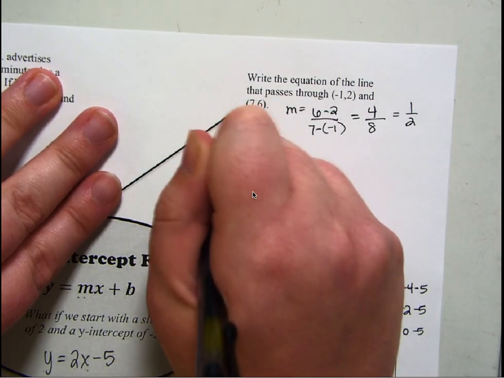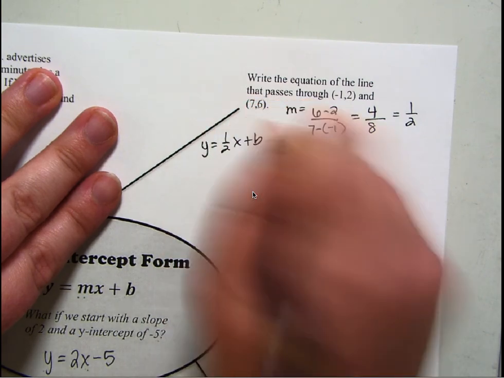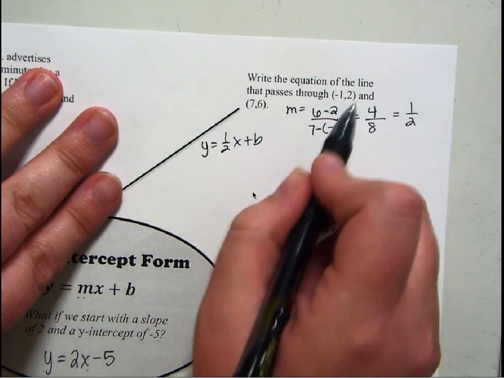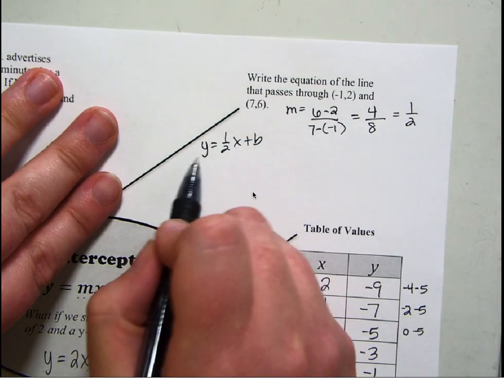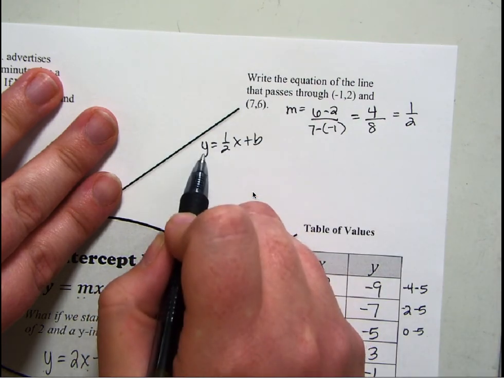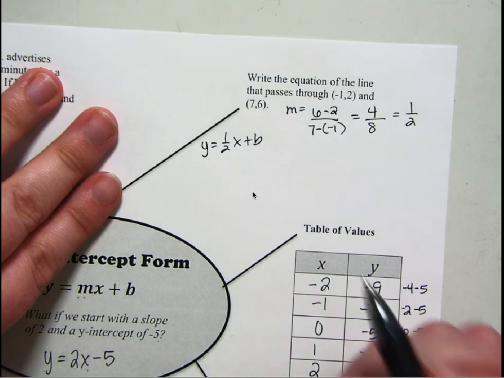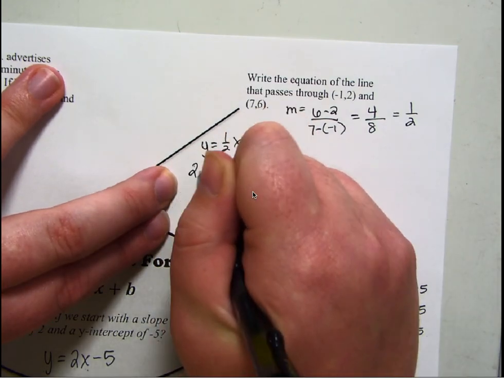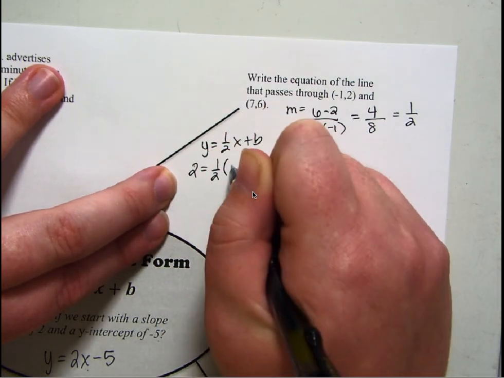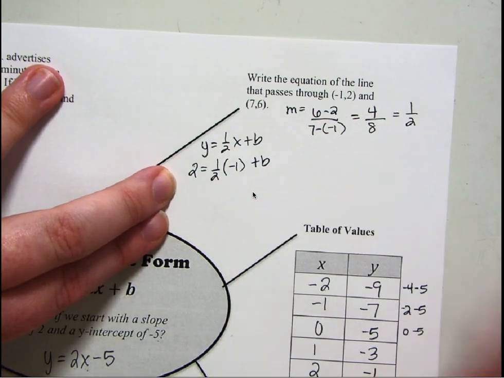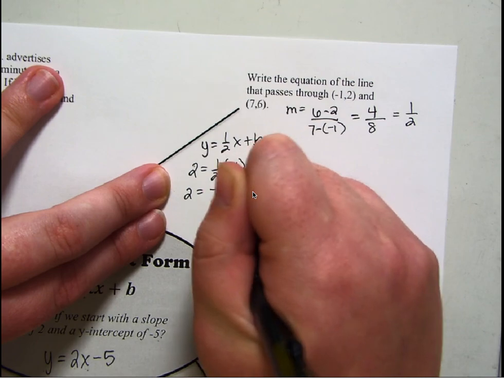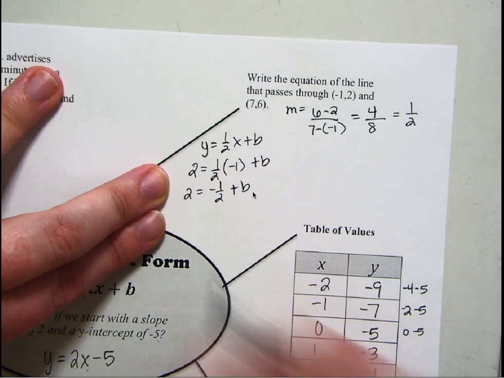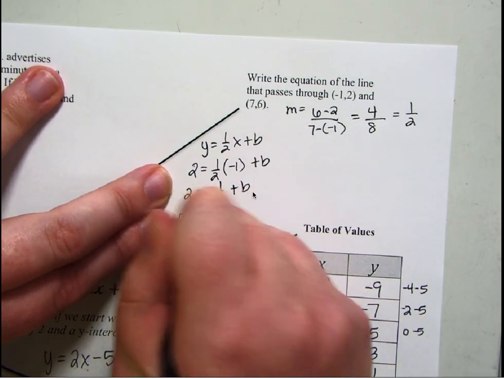So we have the equation y = 1/2 x + b. We need to find b. So what we can do is take one of the ordered pairs, and it doesn't matter which one, and plug it in for x and y here and use it to solve for b. Okay. I'm going to pick the first ordered pair, (-1, 2). So the y coordinate is 2. 1/2, x is -1, and then plus b. So that is 2 = -1/2 + b. And then we can add 1/2 to both sides. 2 plus 1/2 is 5/2.